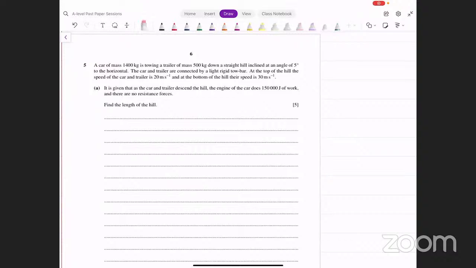Now we've got a car of mass 1400 kilograms that is towing a trailer of mass 500 kilograms down a straight hill inclined at an angle of 5 degrees to the horizontal. Again, it's always helpful in situations like these to draw a diagram. A diagram बना ले, that's going to help you think. 5 degrees angle है आपके पास. So you can just draw an inclined plane like this at an angle of 5 degrees.